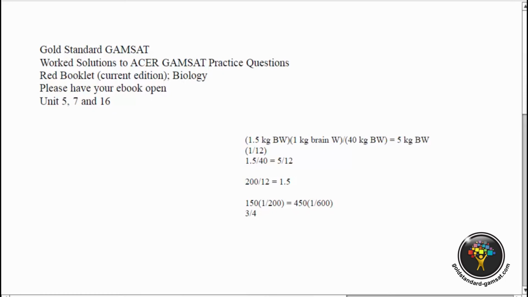So on the real exam, it's highly unlikely that they're going to make it that simple. But what they can do is, instead of giving you 450 kilograms for the elephant, they can give you the mass of the elephant, let's say, in picograms. So picograms are 10 to the minus 12. So 10 to the minus 12 grams is a picogram.